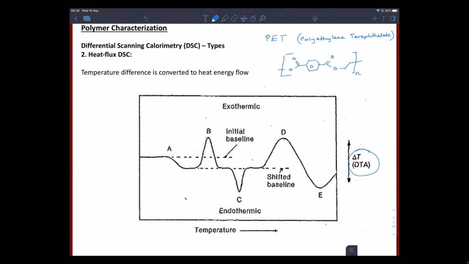So what linkage group is in there? Ester. An ester. How do we form an ester? What two functional groups do we need? We need an alcohol and a carboxylic acid. Good, good. So remember those things, because you'll need them when it comes to the exam.